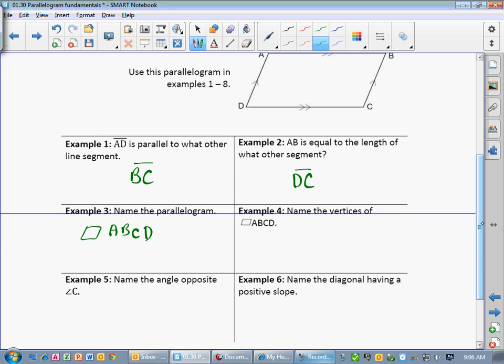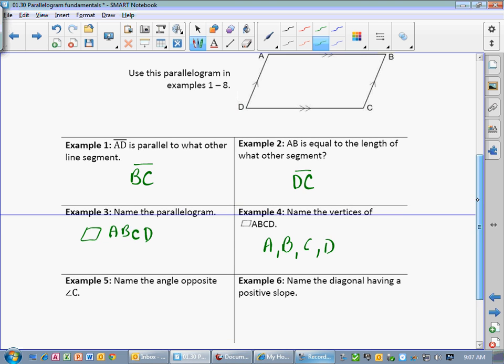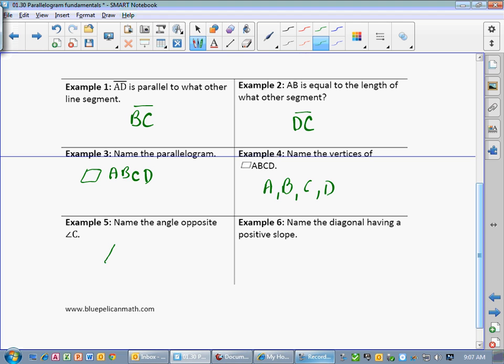Name the vertices. What are the vertices of parallelogram ABCD? Just A, B, C, and D. Remember, vertices, that's the plural of vertex, which is just the corners. It's like a triangle. What angle is opposite from angle C? Angle A. And it says name the diagonal having a positive slope.